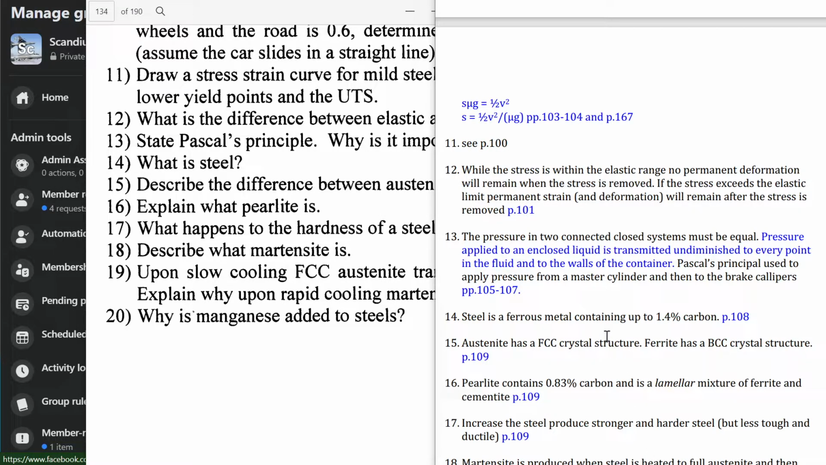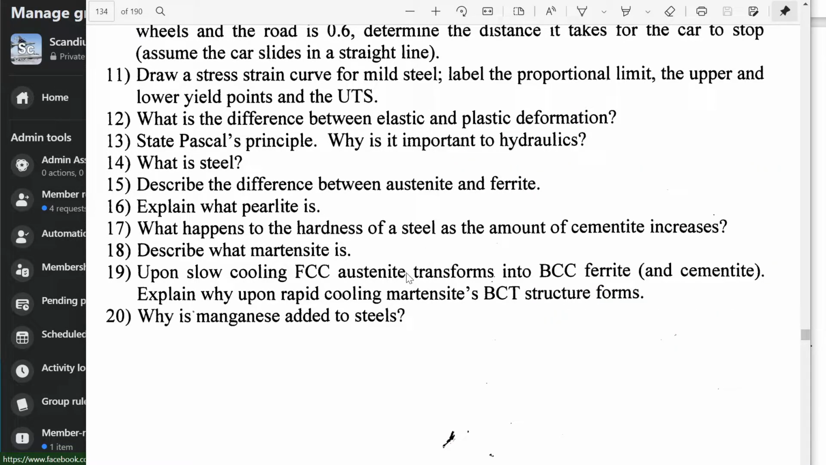Austenite, I didn't talk about the crystal structures. That was the easiest answer. Yeah, okay. What I said was absolutely correct, but the crystal structure is a great way of differentiating them.